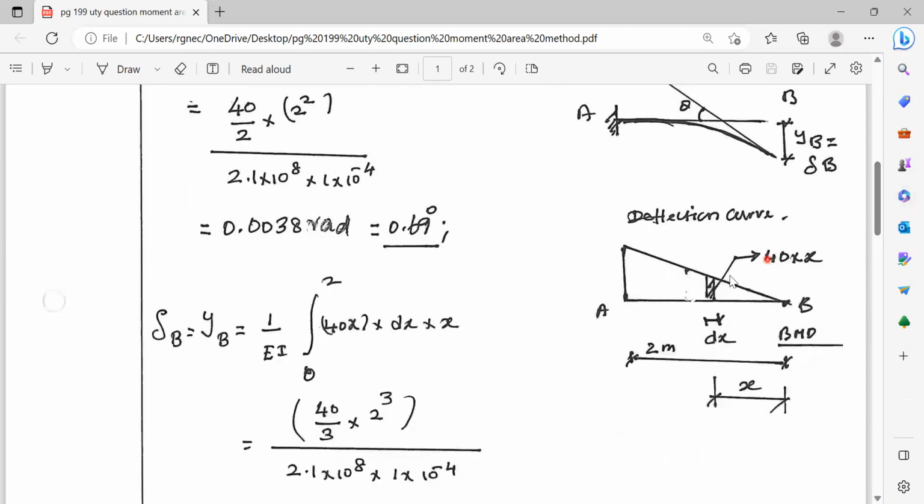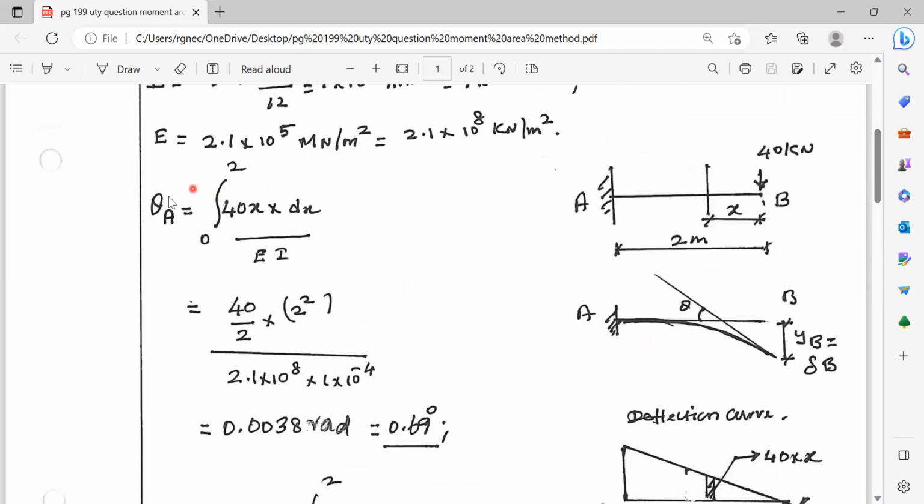We will consider an elementary strip of width dx. So the bending moment ordinate is 40 into x, and the width of the elementary strip is dx. Area of the bending moment diagram is 40x into dx, to be integrated between the limits B to A, that is 0 to 2. We are taking the section at a distance x from B. B is the origin, so the limits range from 0 to 2. And that is what has been written here. This is theta B and not theta A.